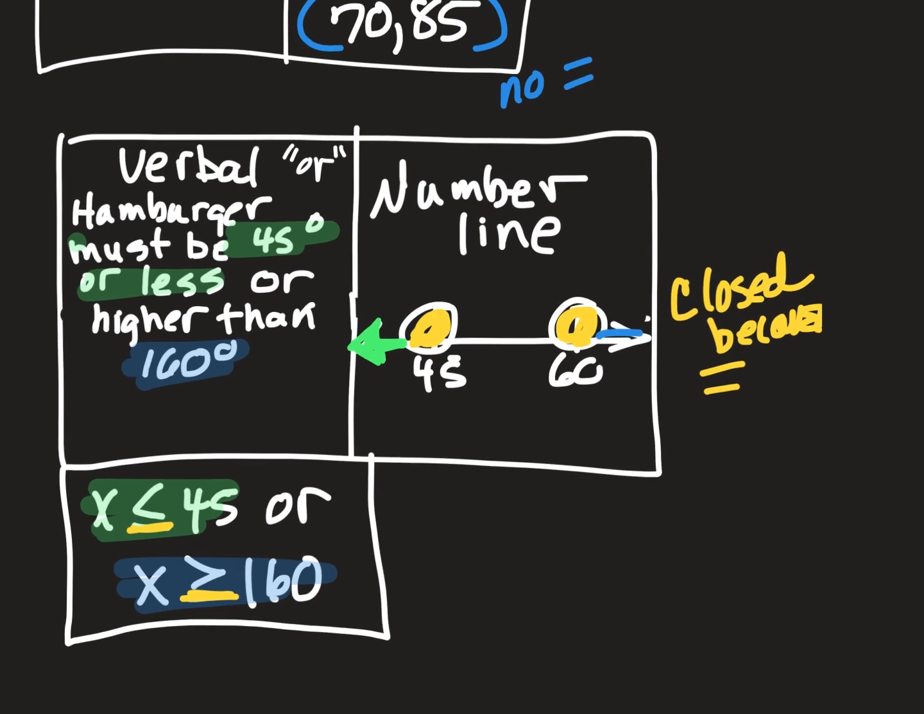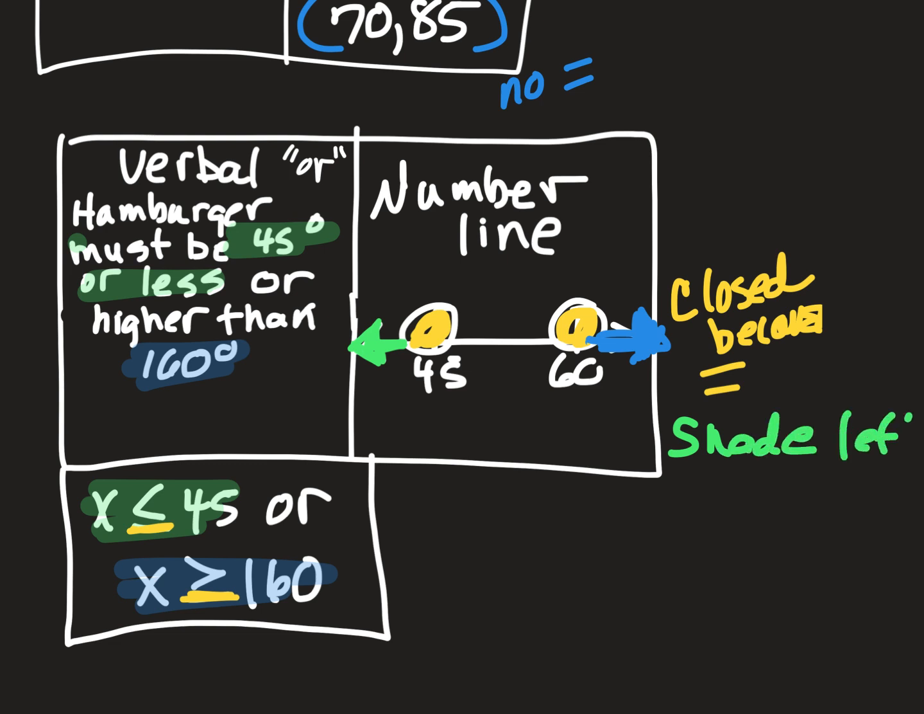And you're going to have to shade to the right, because hamburger meat is okay as long as it's colder than 45 or warmer than 160. So you have to shade to the right and the left. We have to shade to the left and to the right because there's two different possibilities.